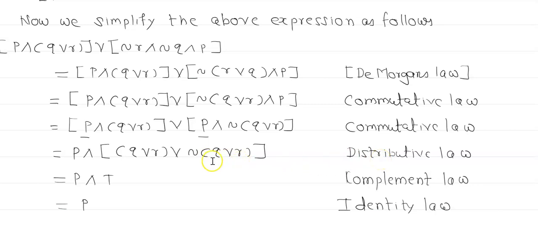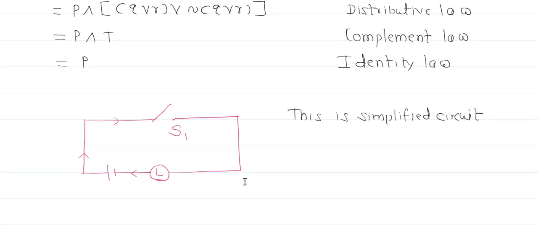Now what is the value of this? By using the complement law, the value of this is T, and P and T depends on the P. That is using the identity law. Therefore, the simplified circuit contains only the single switch. This is a simplified circuit. Now see.